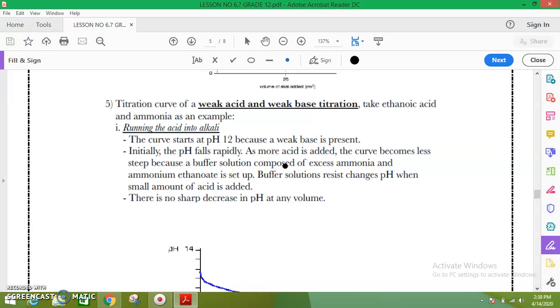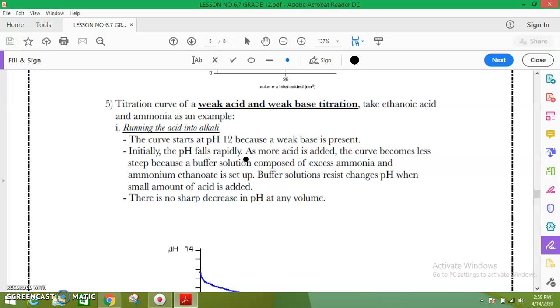The last type of titration is weak acid and weak base titration. Now both are weak. Examples here: ethanoic acid CH3COOH and ammonia NH3. Both are weak acid and base. Especially in this case, we will not get a sharp vertical line, because both are weak, so the reaction is very fast. We will start the curve from pH 12 because the weak base is present.